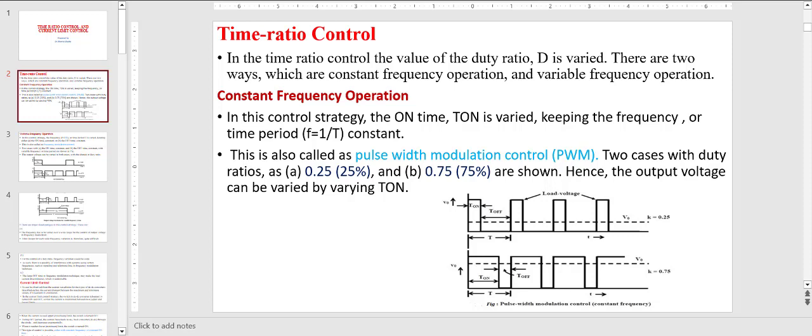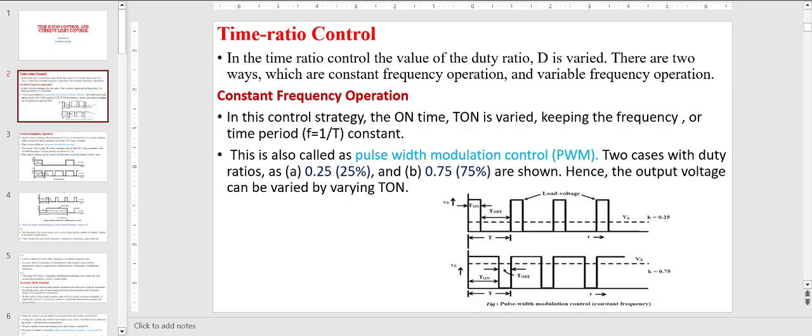So, in this time ratio control, the duty cycle, that is, the on period of the controller, is varied. So there are basically two types. One is a constant frequency operation, and second one is a variable frequency operation.